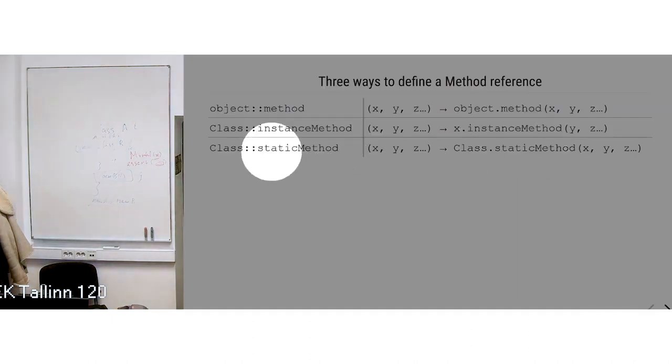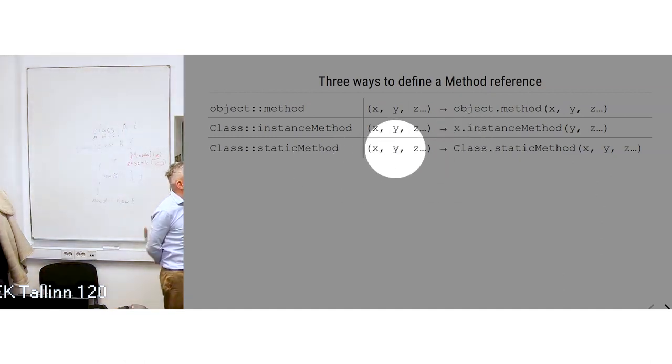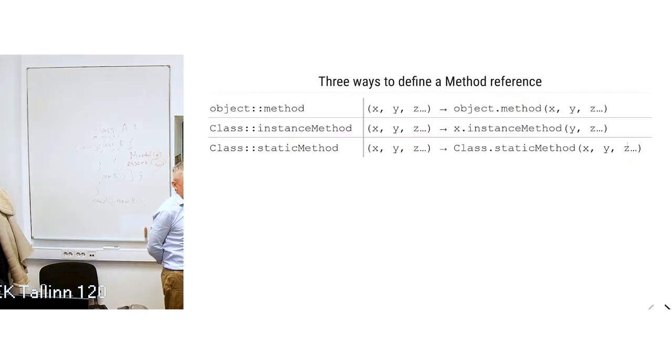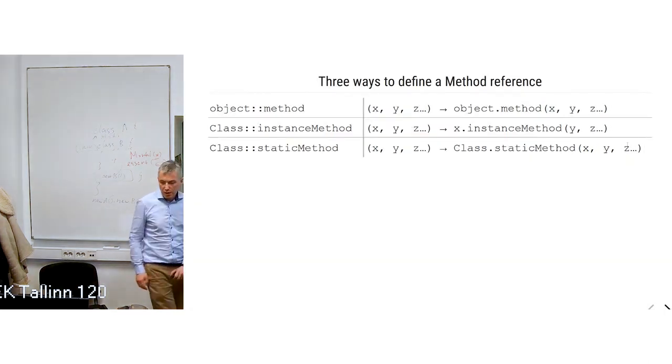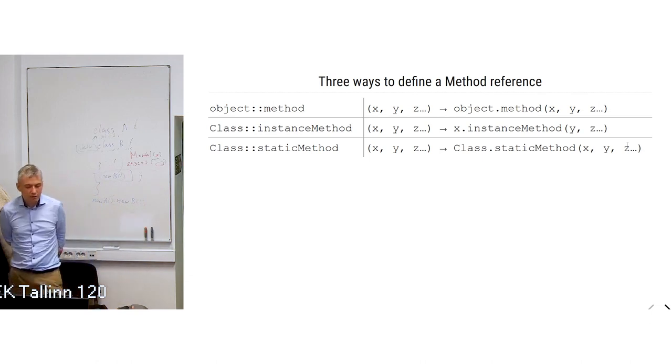And the third one is a simple one, the simplest one. It's a class static method. A static method is just a plain function. It can work without any object, so it works like this. We have the parameters of the static method, and they just convert to the lambda. Okay, so these are three ways to define a method reference.